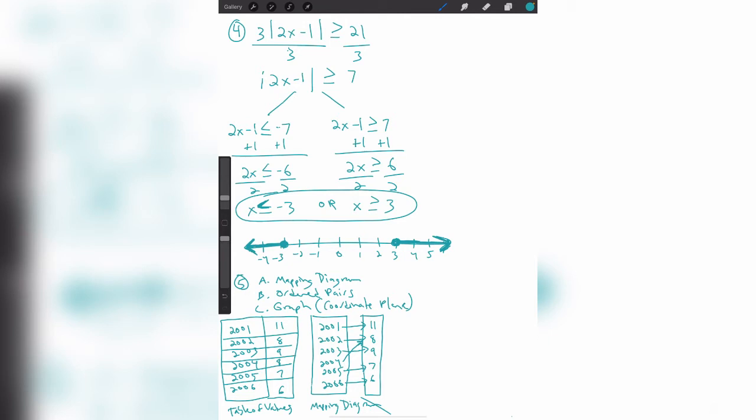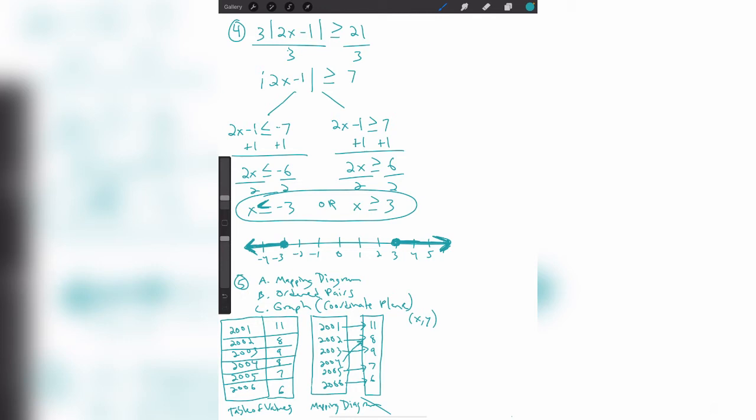Okay, you'll always have a piece of information, like you'll have one of these relations, and then you have to create a mapping diagram or give me the ordered pairs. All right, so for the ordered pairs, that's just coming up with X and Y values, right? So my ordered pairs here, let me go ahead and move this over a little bit. My X and Y values.